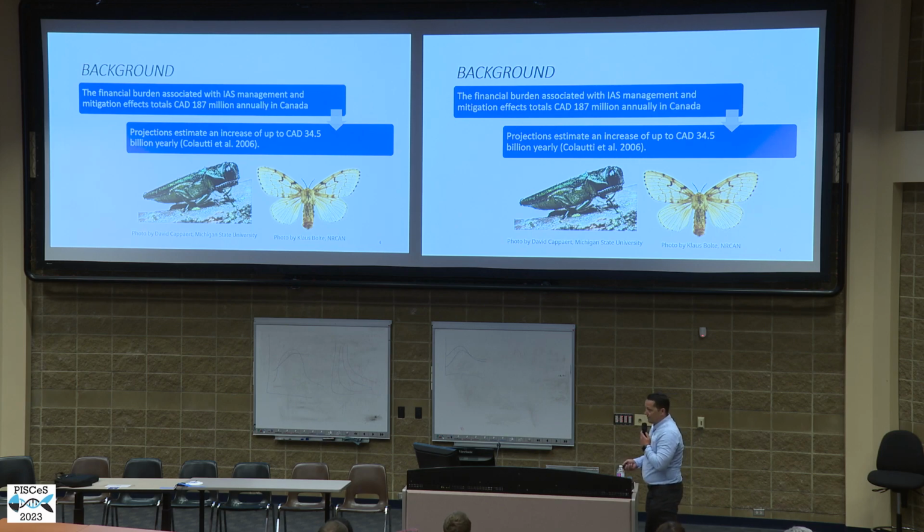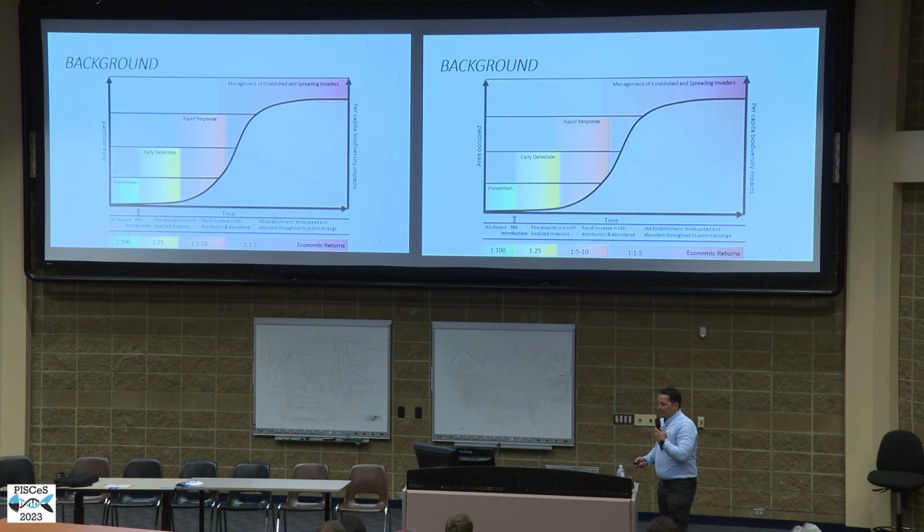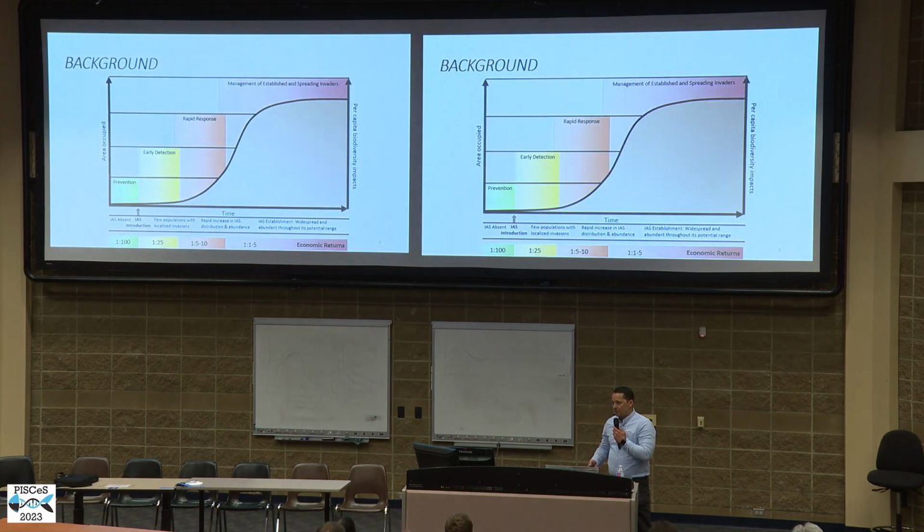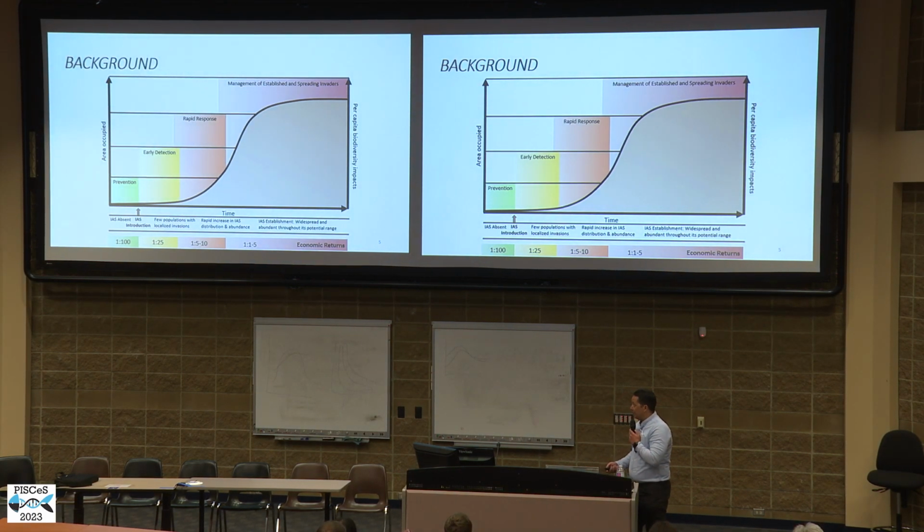The second negative effect is on the economy. In Canada only, the cost estimated with mitigation effects and management costs of invasive alien species totals $187 million per year. And the projection estimates an increase of up to 34.5 billion, which is quite significant. So, given these effects, the earlier we act in detecting the species, the better for mitigating these negative effects, and the longer it takes to act, the larger the area occupied by the species and the bigger the impact on the biodiversity and economy.